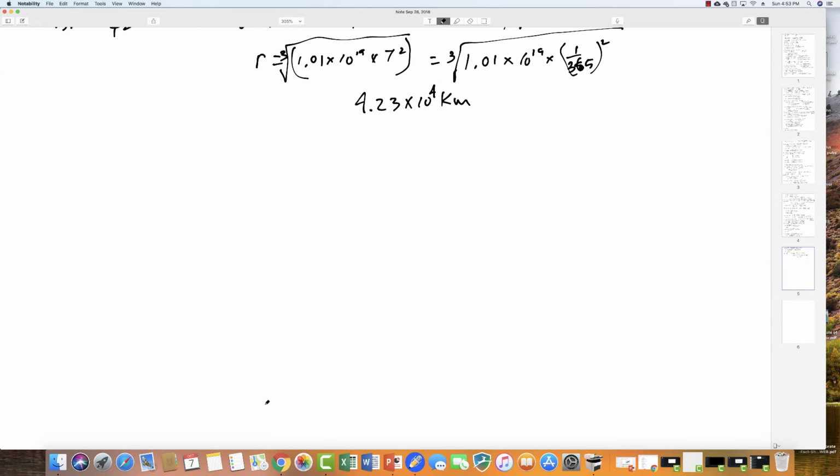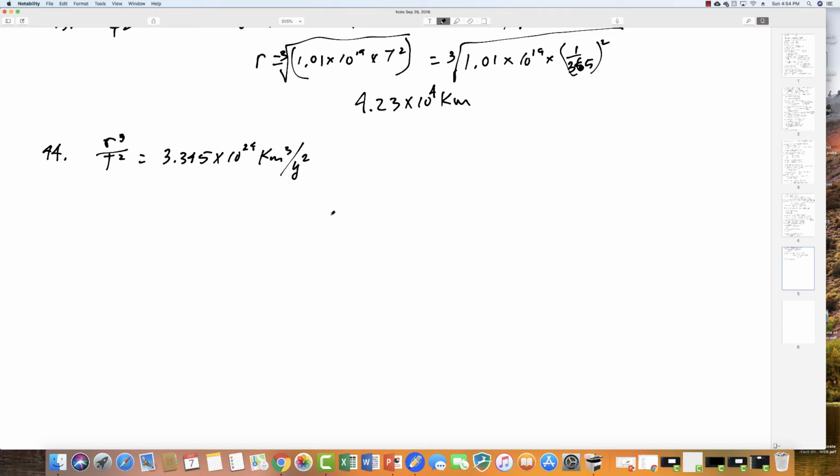The next question says calculate the mass of the sun based on data for Earth's orbit and compare the value with the sun's actual mass. Okay, so we use the table again, table 6.2, and we get R cubed over T squared, and that's going to equal 3.345 times 10 to the 24th kilometers cubed over years squared.